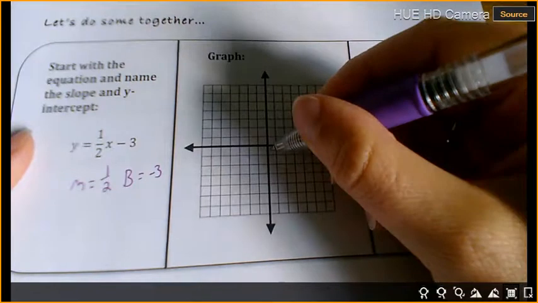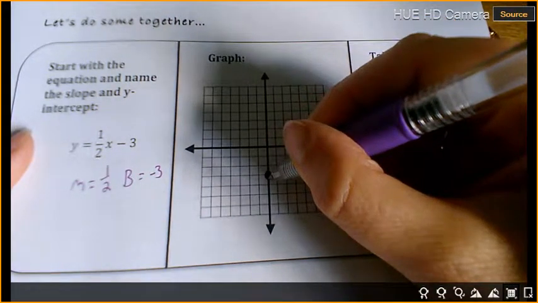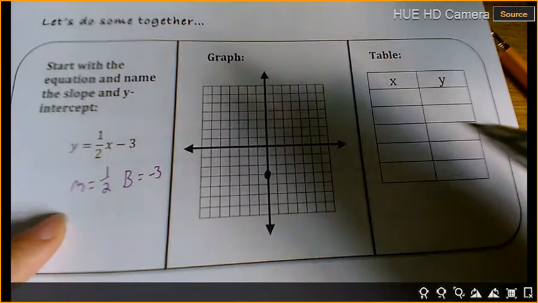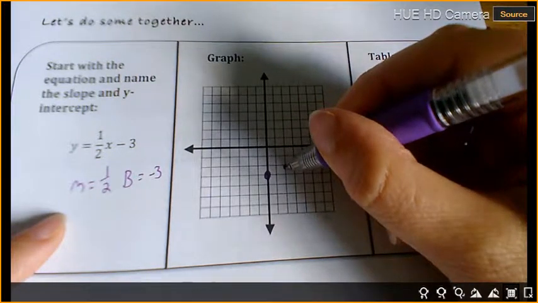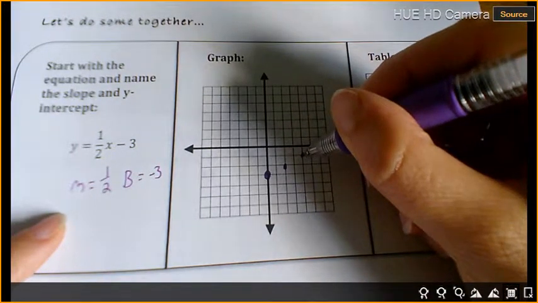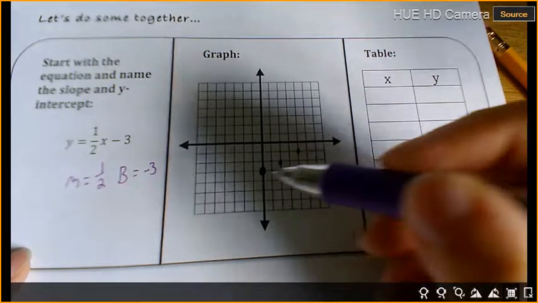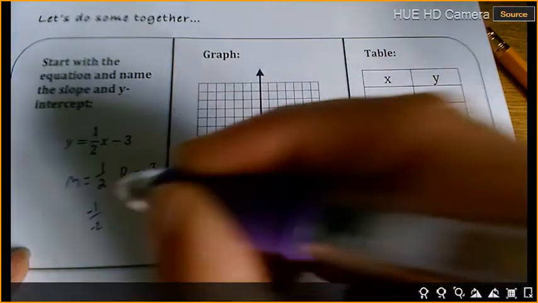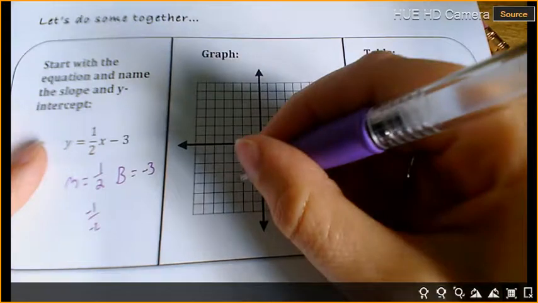Where do I want to start when I graph this? So I'm going to start at -3, where x is 0, right? Because that's just a y. Now what do I do next? I'm at this point. Go up 1 to the right 2, up 1 to the right 2. I can also do the other way. I could go down 1 to the left 2. That's the same thing. 1 over 2 is the same as -1 over -2, right? A negative over a negative gives you a positive, right? That's how it came. Okay.